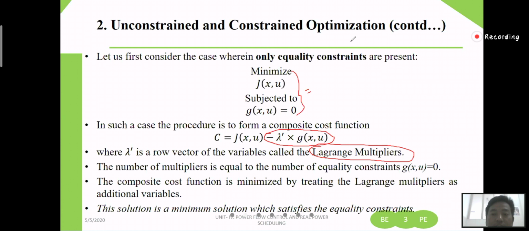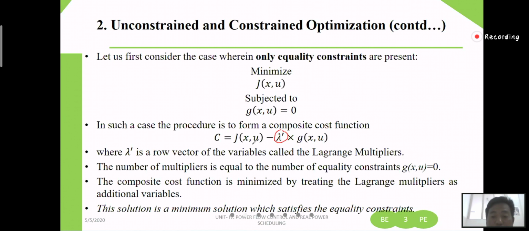This is how we form the composite cost function to carry out the optimization considering the equality constraint. The number of Lagrange multipliers is equal to the number of equality constraints. So g(x) = 0 is an equality constraint. If there are two equality constraints, the multipliers will also be 2. If it is 1, it will be 1. This composite cost function is minimized by treating the Lagrange multiplier as an additional variable. That's why we have created one additional variable here to form a composite cost function.